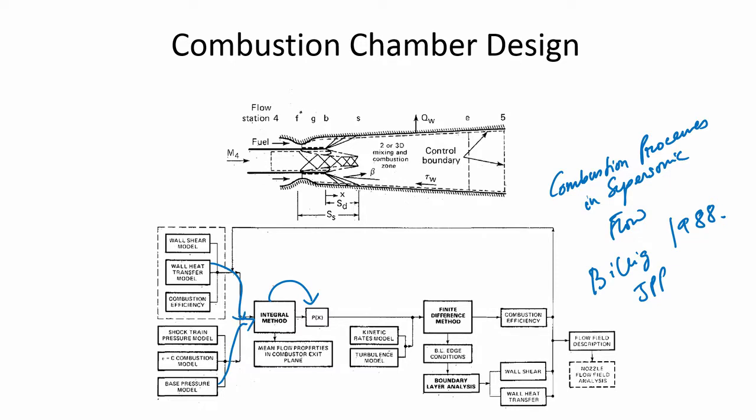Then the integral method can provide you the pressure distribution, the pressure rise inside the combustion chamber, and you can feed this information into the finite difference method. With the finite difference methods you can incorporate the rate kinetics model, turbulence model, etc., and then you can get the combustion efficiency, and this can lead to many other things also. This can be used to refine your integral analysis itself. So in this coupled, iterative manner, the whole analysis process might evolve.